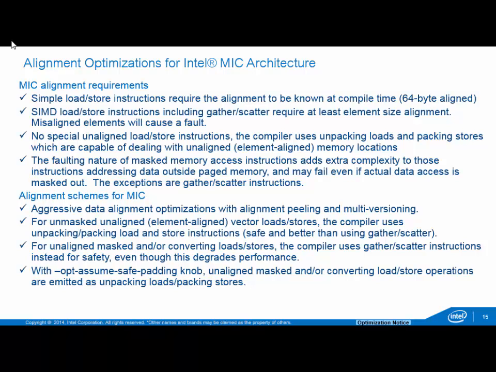So that's pretty much, for whoever uses Intel MIC architecture, the alignment requirement and what the compiler does to get safe alignment and also get the performance. That's pretty much 8 bullets you need to remember instead of reading pages of the spec.